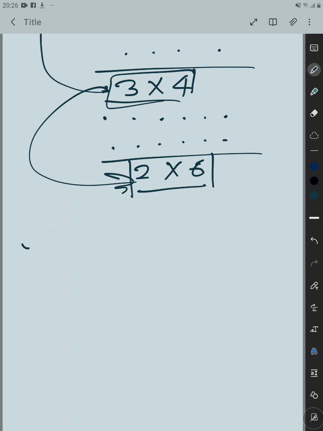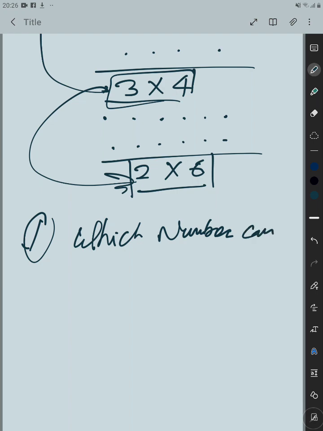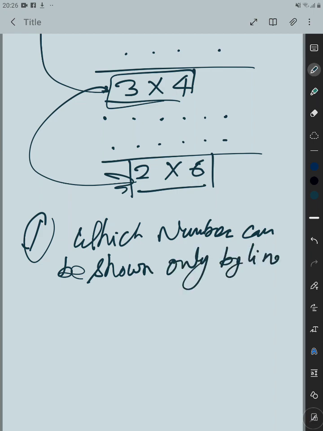This first question, regarding the dotted pattern, means representing by dots: which number can be shown only by a line? So what we have seen just now is 2. Okay, 2 can only be represented by a line. It cannot make a square or triangle or rectangle, whatever. So this is the question, and this is the answer.